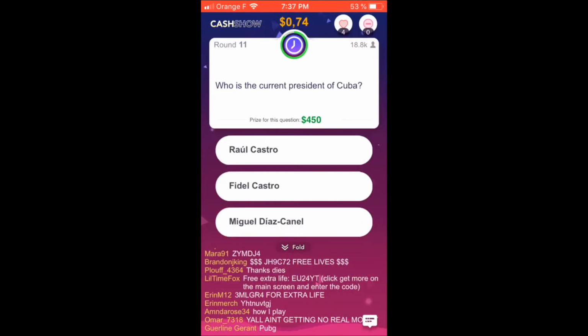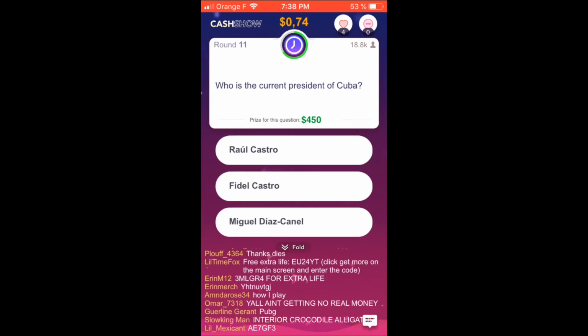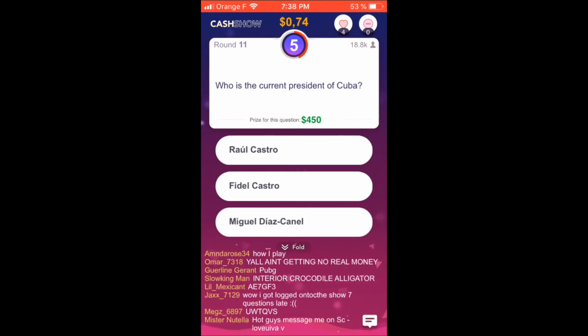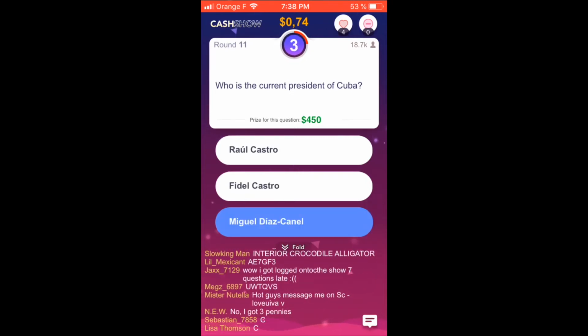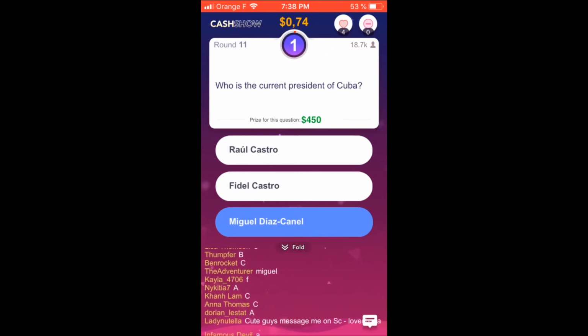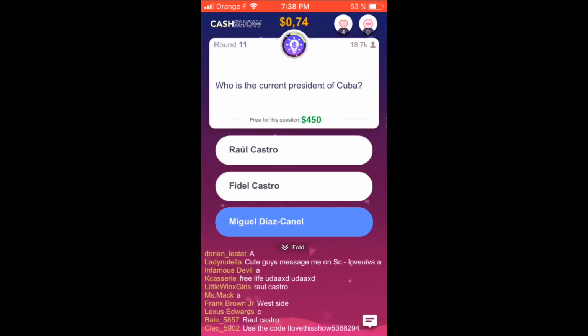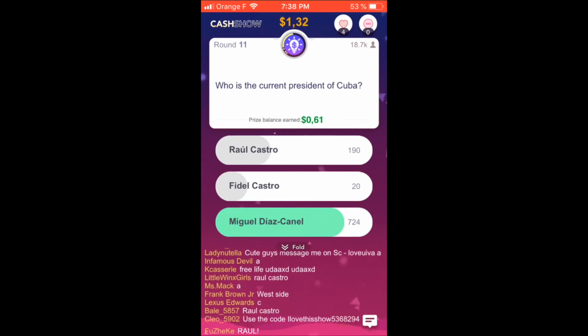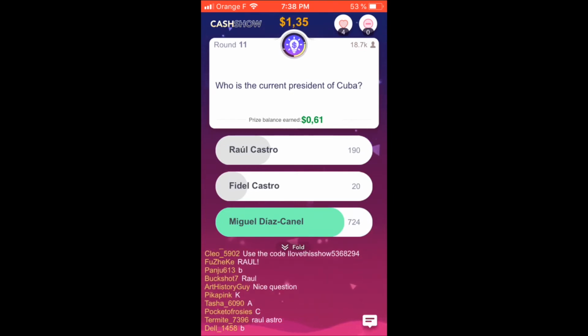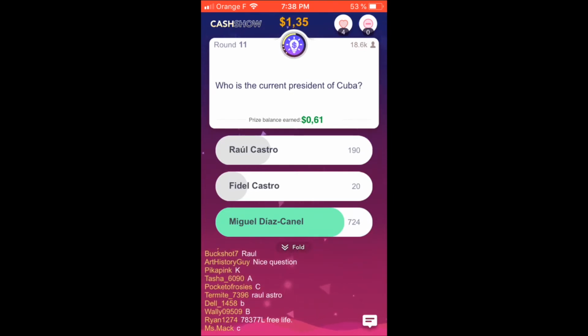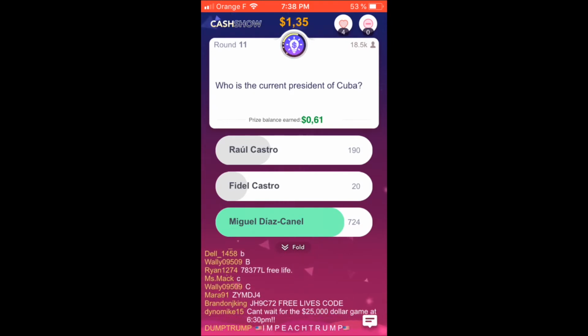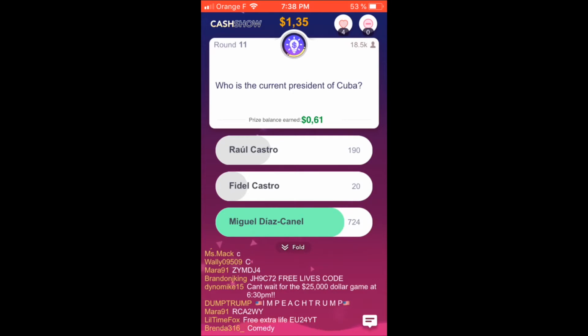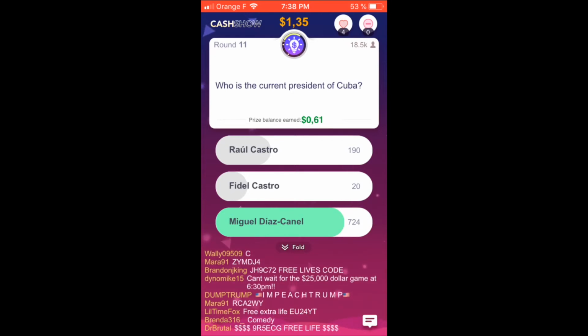Who is the current president of Cuba? Raul Castro, Fidel Castro, Miguel Diaz-Canel. Diaz-Canel was selected after a secret vote in Cuba in 2018, though he ran unopposed. He was not even born when Fidel Castro led his revolution in 1959, and it'll be the first time since then that a Castro will not lead the country.